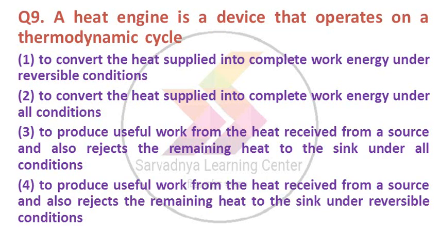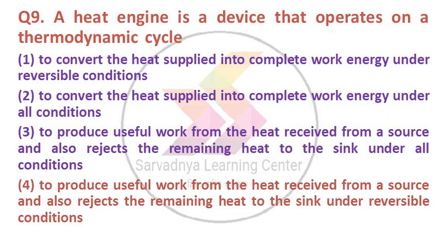Next question. A heat engine is a device that operates on a thermodynamic cycle. Option 1, to convert the heat supplied into complete work energy under the reversible condition. Option 2, to convert the heat supplied into the complete work energy under all conditions. Option 3, to produce useful work from the heat received from a source and also reject the remaining heat to the sink under all conditions. Option 4, to produce useful work from the heat received from the source and also reject the remaining heat to the sink under the reversible condition. The correct answer is option number 4.